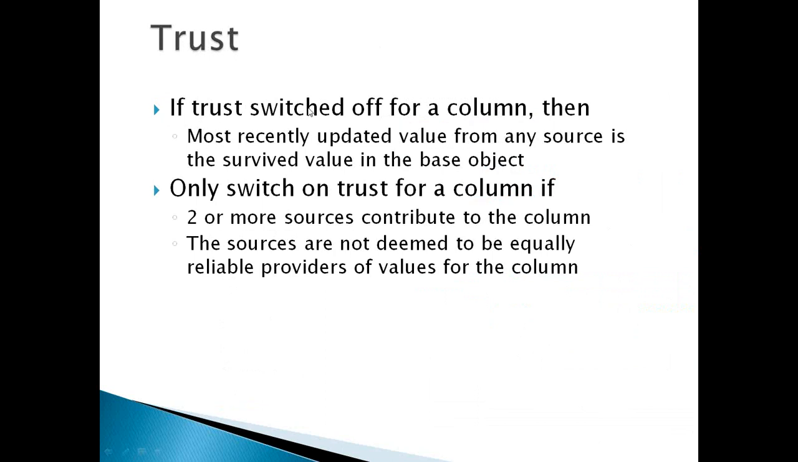So here it's mentioned that if the trust is switched off for a column, or basically we have not applied trust, then the most recent updated value from any source is the survived value onto the base object. And only switch on trust for a column if two or more sources supply the column. So now let us go to the MDM and see how we enable the trust for any particular column.